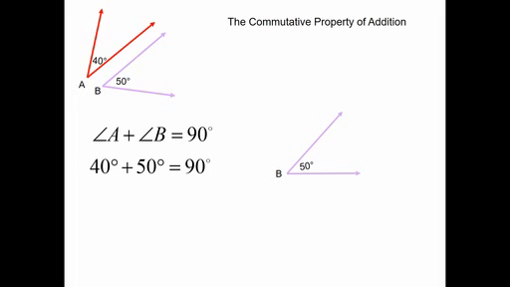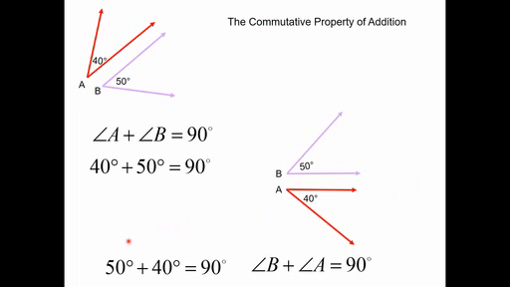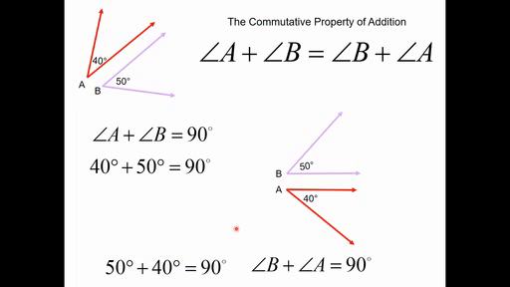Okay? What if I were to start with angle B first at 50 degrees, and then add to it angle A at 40 degrees? You say, wow, that's pretty ridiculous. It seems pretty obvious. Angle B plus angle A is 90, or 50 plus 40 is 90. So if you look at these two, it seems pretty clear that 40 plus 50 equals 50 plus 40. So A plus B, 90, equals B plus A, which is 90. Commutative property, again, from home to work, from work to home. Order doesn't matter when you're adding angle measures or segment lengths.